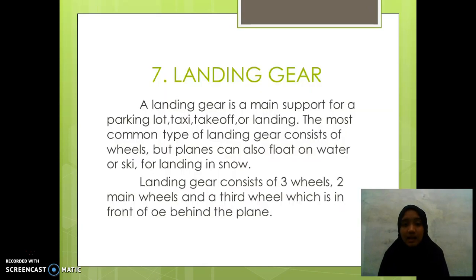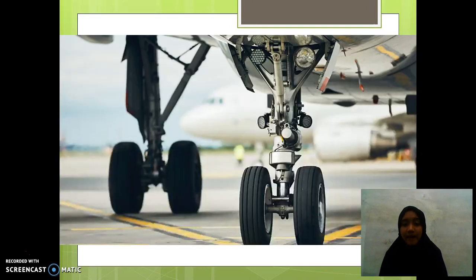Okay, next, landing gear. Landing gear is the main support for parking, taxi, takeoff, or landing. The most common type of landing gear consists of wheels, but planes can also float on water or ski on snow. Landing gear usually consists of 3 wheels, 2 main wheels and a third wheel which is in front of or behind the plane. And this is the picture of landing gear. Yeah, I hope you understand what I mean.